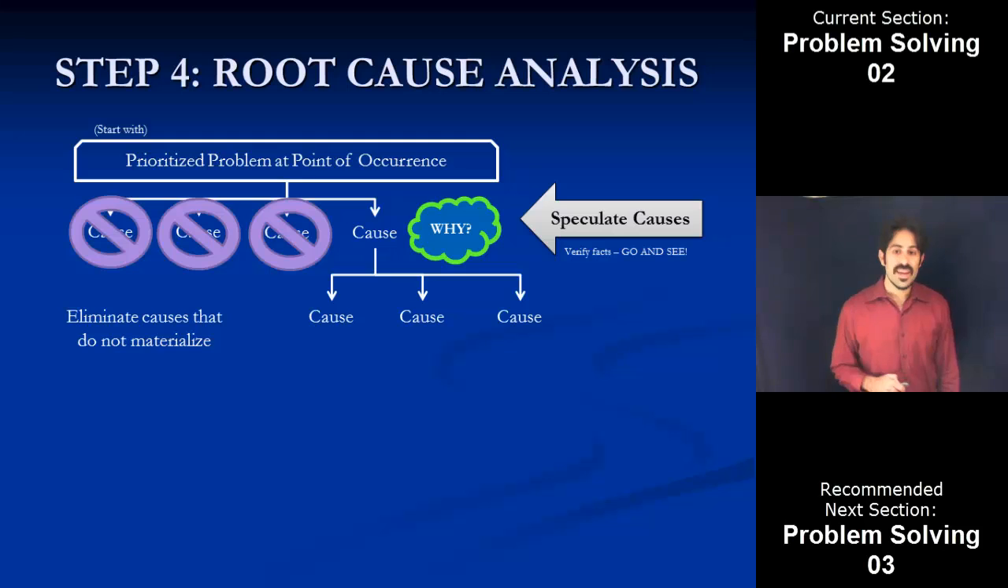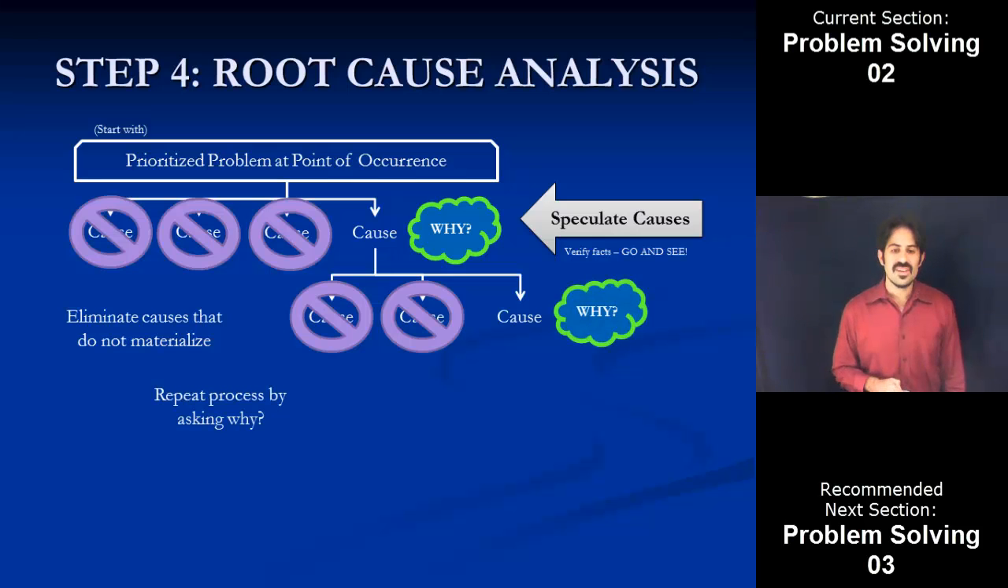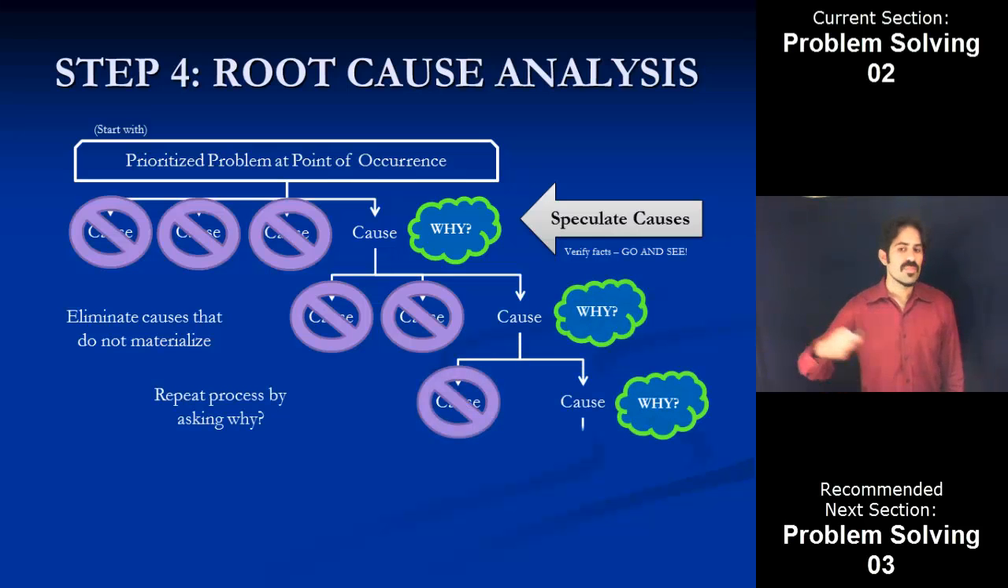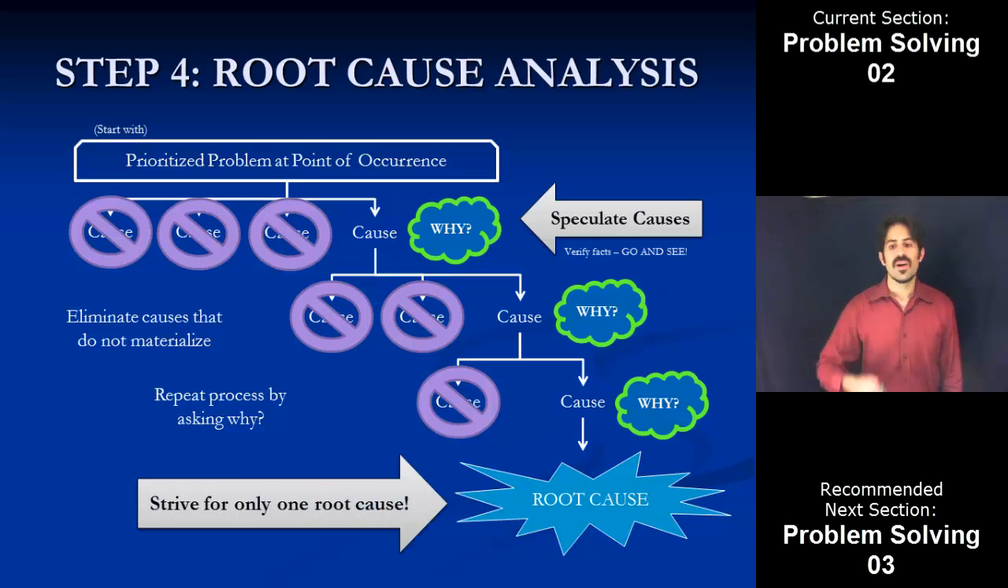Then we want to ask why. Well, we want to break it down again, brainstorm again, investigate those causes again, rule out the ones that aren't happening, and we want to repeat that process. Why? And the term 5 why analysis that I used in the last section comes from this part. Because as a rule of thumb, you really want to ask why 5 times to make sure that you've been thorough in your root cause analysis.